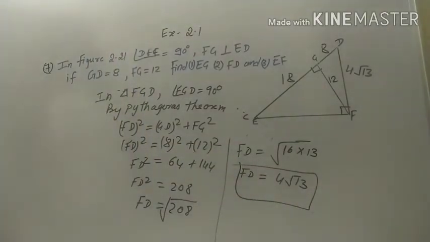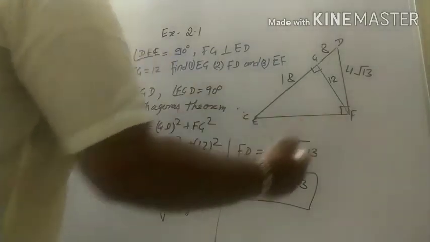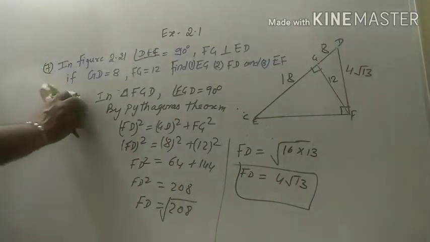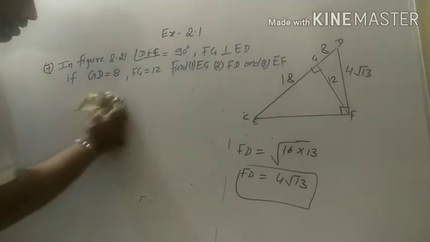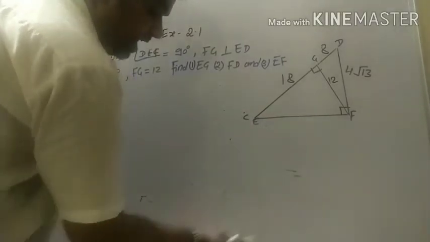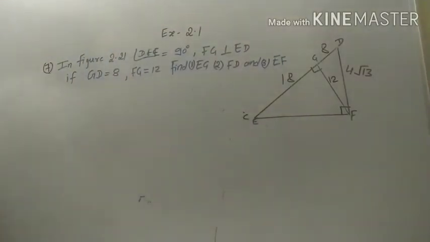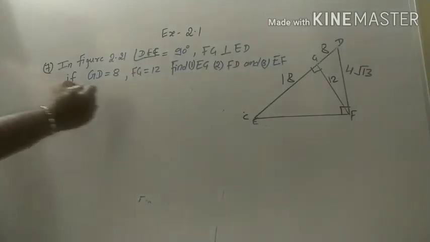So our answer, FD is 4 root 13. The first answer is 18. Now what is left? The left part is EF. We find EF in a triangle. Which triangle? That is FGE.